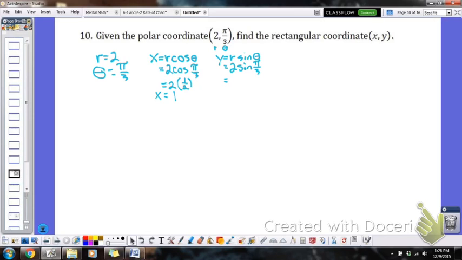The sine of pi over 3 is root 3 over 2, so I have 2 times root 3 over 2, which is just root 3. So y is equal to root 3. So my rectangular coordinate is (1, root 3).